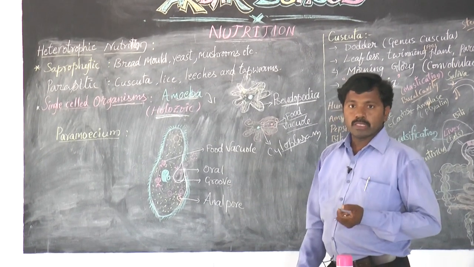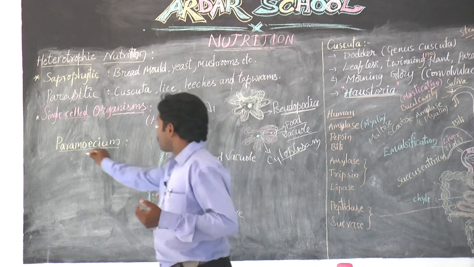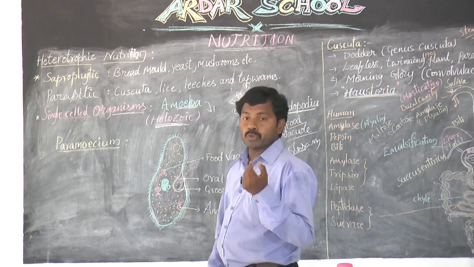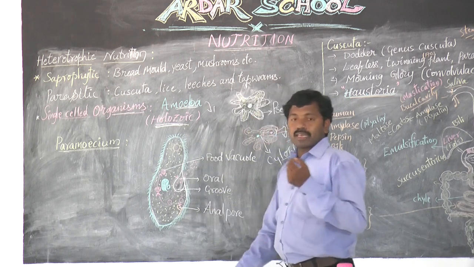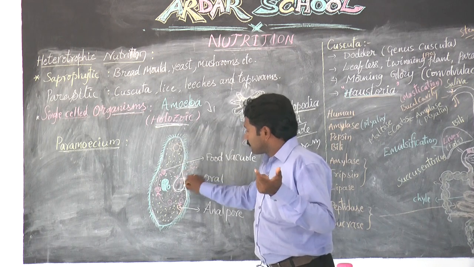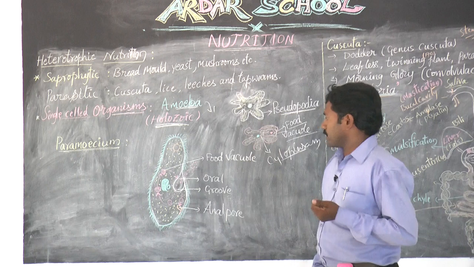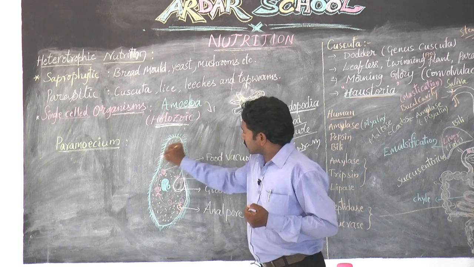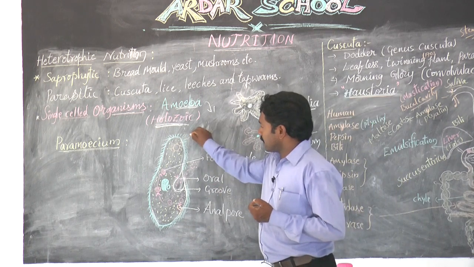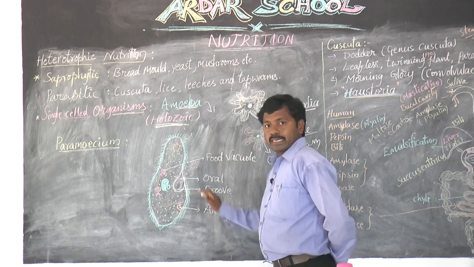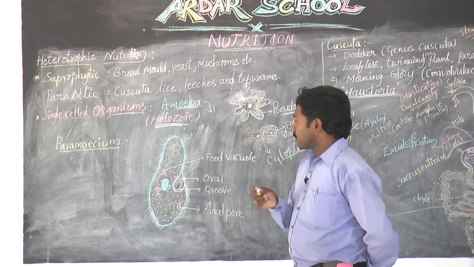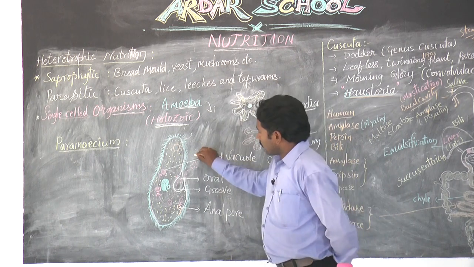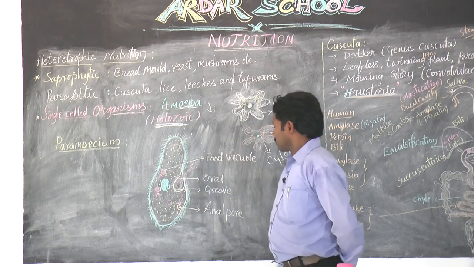The best example is amoeba. Another unicellular organism is the paramecium, also known as slipper animalcule. If you observe the shape of the paramecium, it is like a slipper. The finger-like projections outside are called cilia. With the help of cilia, this organism moves from one place to another. When food material is available, the cilia also help move the food into the oral groove.